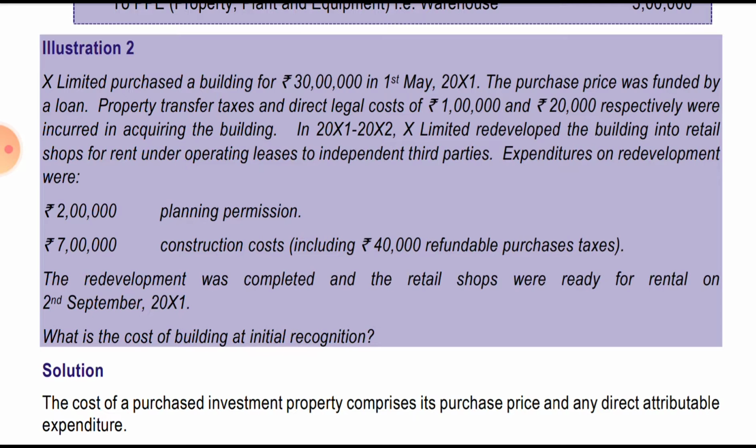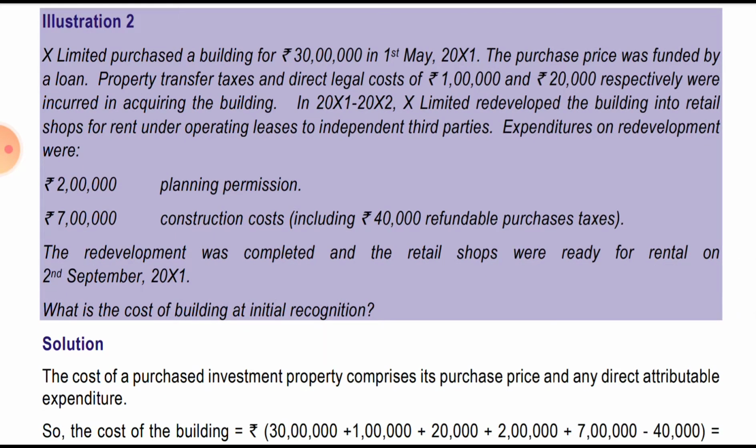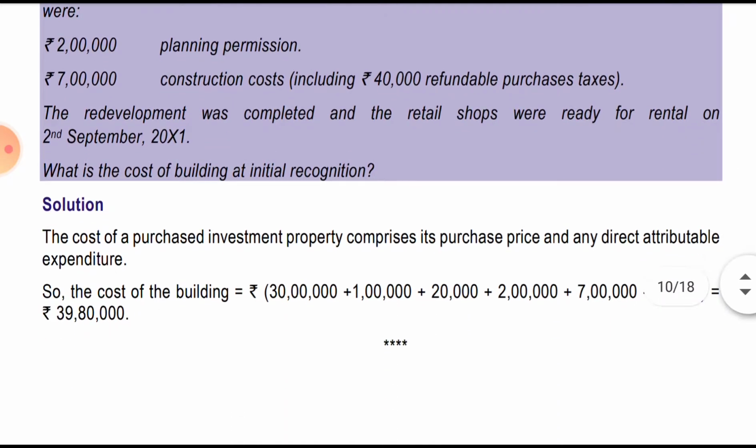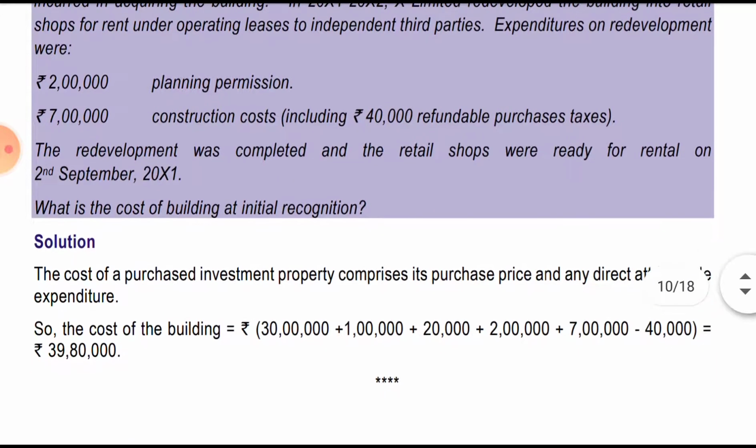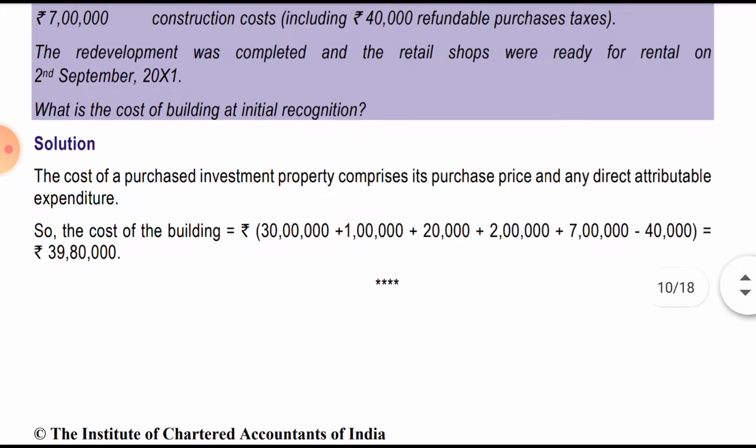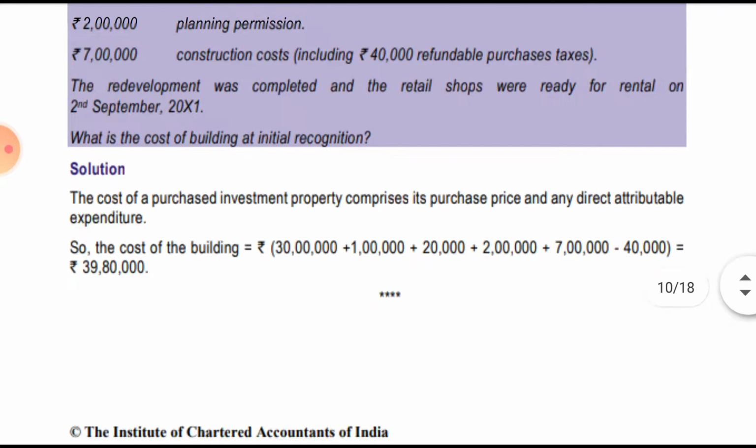What is the cost of the building at initial recognition? We'll add the 30 lakh rupees, then the 1 lakh and 20,000 rupees as property transfer tax and direct legal cost, then the 2 lakh rupees and 7 lakh rupees, and then deduct 40,000 rupees. That will be the cost of the property on initial recognition. The cost of investment property comprises the purchase price and directly attributable cost. So 30 lakh plus 1 lakh plus 20,000 plus 2 lakh plus 7 lakh minus 40,000 refundable, and we arrive at 39 lakh 80,000, which will be recognized.